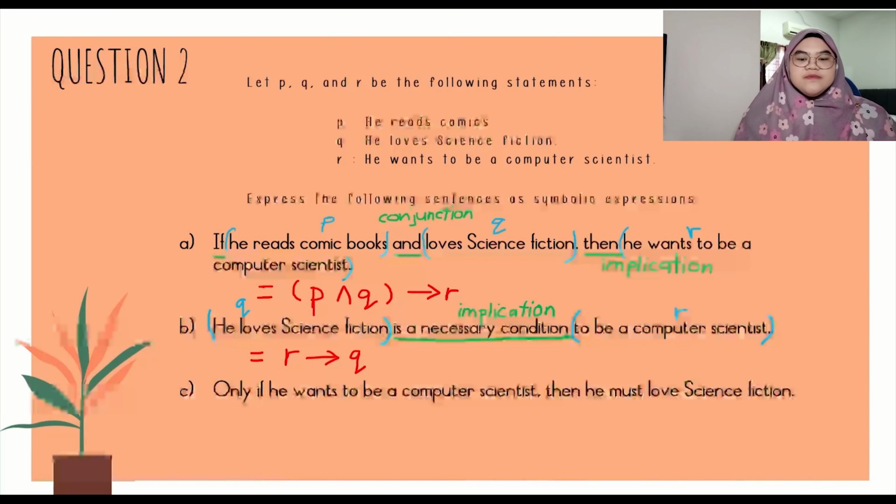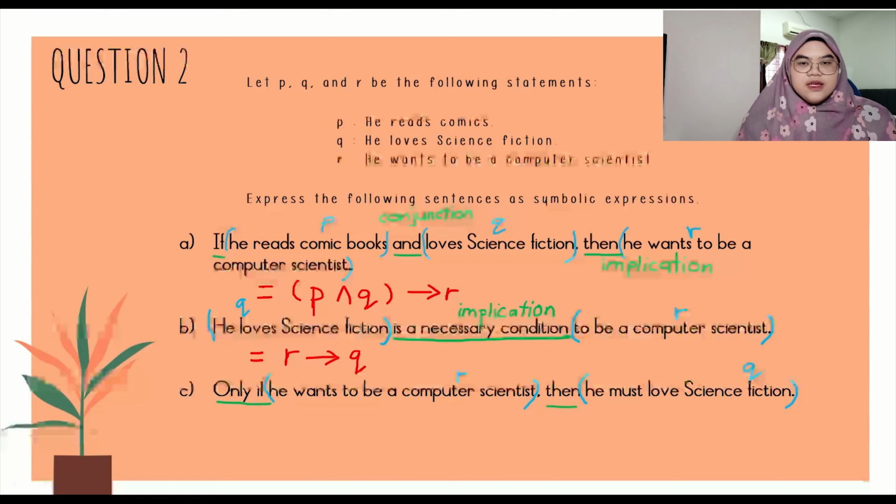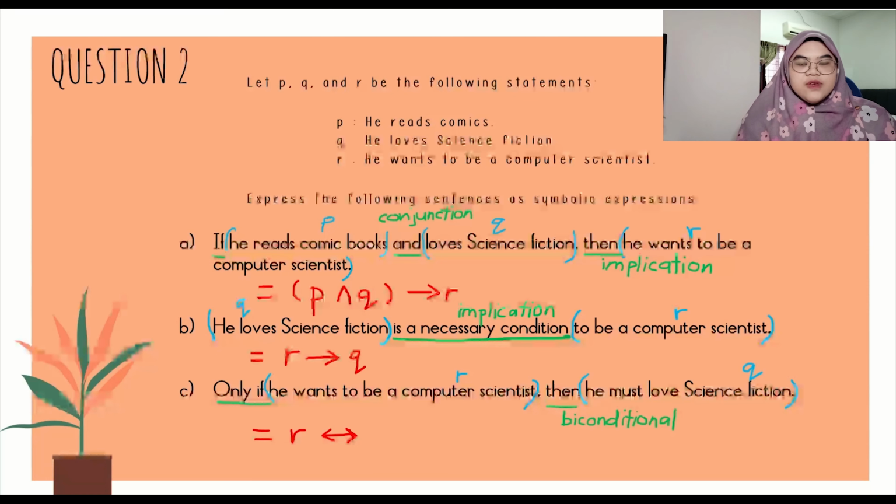Last question for this part, C. Only if he wants to be a computer scientist, then he must love science fiction. So, he wants to be a computer scientist is R, and he must love science fiction is Q. There is "only if, then" in this sentence. So, we could clarify that this logical connective is biconditional. So, the answer is R if and only if Q.